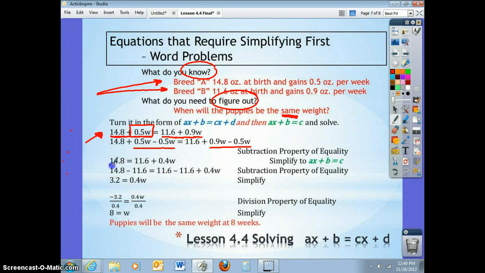And we get 14.8 on the left side and 11.6 plus 0.4w on the right side. And now we have c equals b plus ax. And we can kill Bill and get 3.2 equals 0.4w. And we can annihilate Anna. And we get weeks equals 8. So at 8 weeks, the puppies are the same weight.